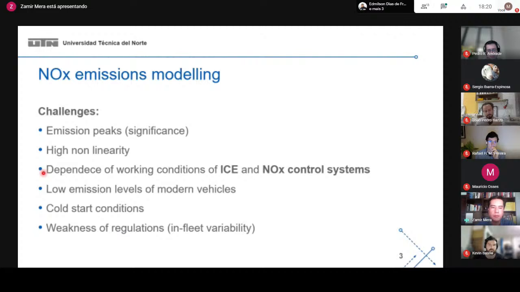Another aspect is cold start conditions: usually the systems of the vehicle and the NOx control systems are changing their behavior, and usually the catalyst doesn't work in these conditions. Also, there is weakness in the regulations, which is reflected in variability between vehicles and between the different levels, in the case of European regulation.